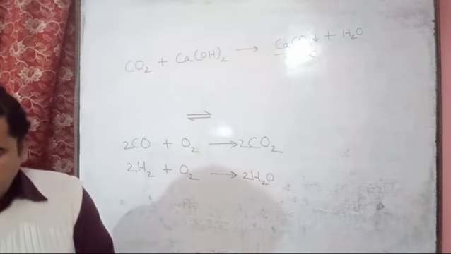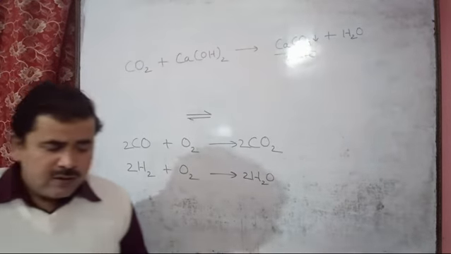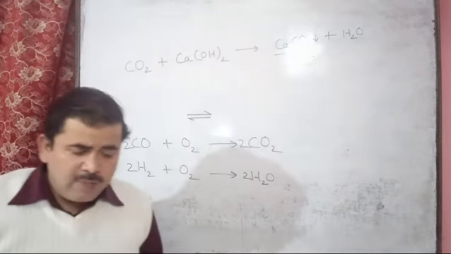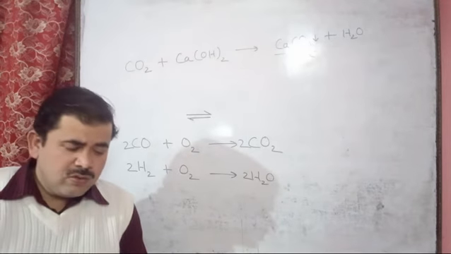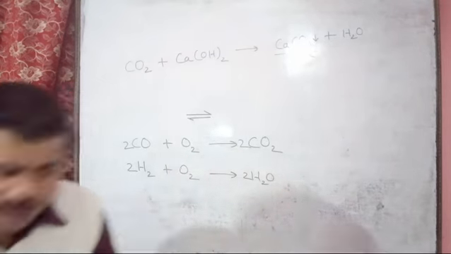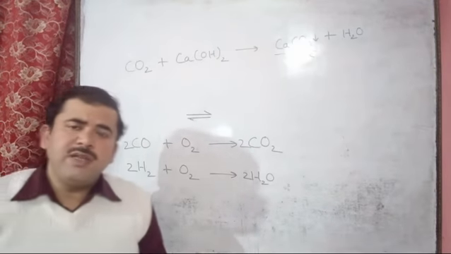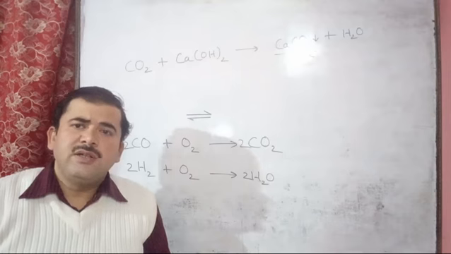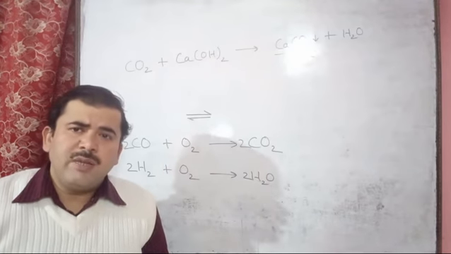Next question, 1988. Write down the word equation for the following reaction: sodium hydroxide solution plus zinc. I told you this question is repeated here. Sodium hydroxide plus zinc means zinc reacts with the concentrated solution of sodium hydroxide. This gives sodium zincate plus hydrogen gas.